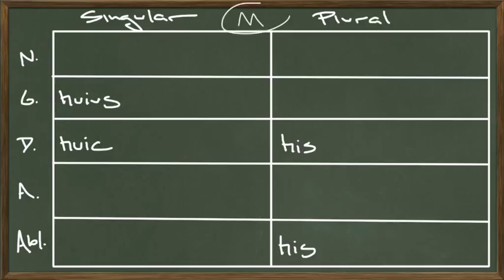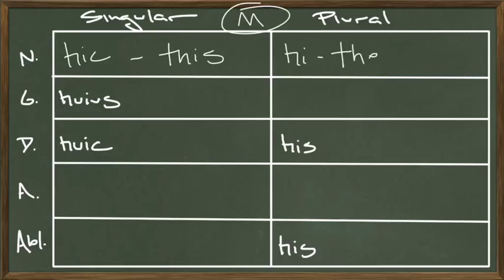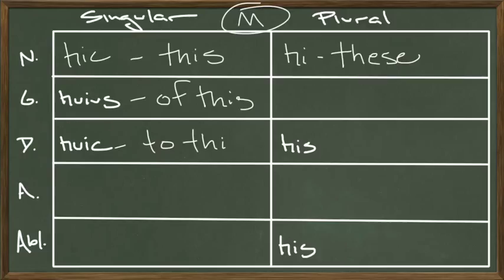So we're going to talk about the masculine demonstrative pronouns first. The nominative is hic, which means this, and the plural hi means these. So that's the translation we're dealing with in this screencast, this and these. And then of course there's all the various forms of it, the nominative, genitive, dative, accusative, and ablative. Huius means of this, of course. This is genitive. Huic means to this.